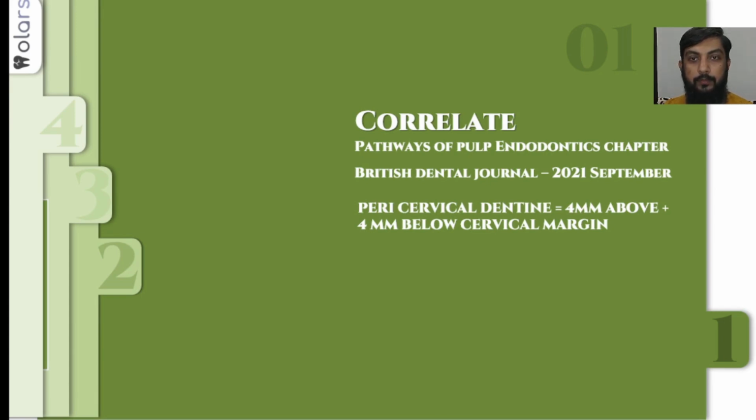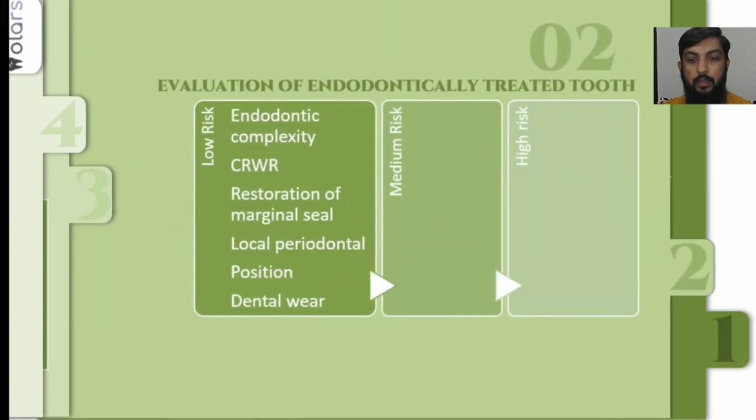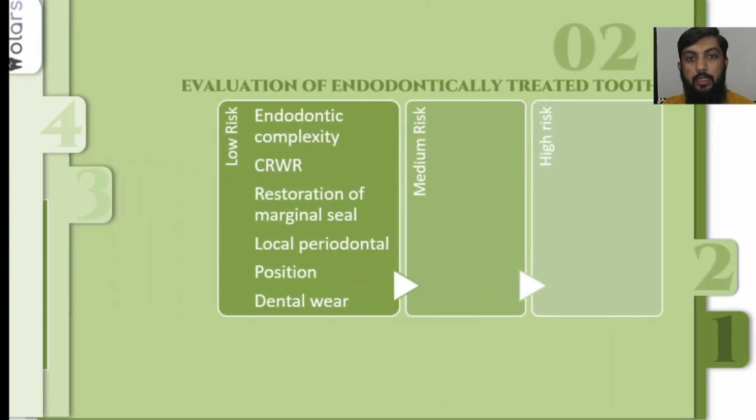Moving on. First, they have said that we are going to evaluate the tooth. Evaluating the tooth is divided into three categories. The first category is low risk, in which the tooth should ideally be vital, or if it is non-vital, it is a single-rooted non-vital tooth with or without a periapical lesion. When we move to medium risk, it is a multi-rooted tooth which is either vital, or non-vital with or without a periapical lesion.